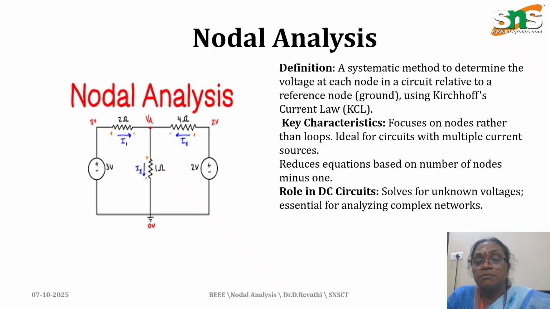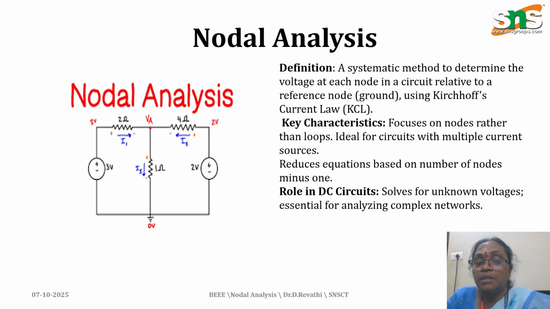See this diagram. There is a point here, and only two elements are joined there, the 3-volt battery and one other element, so we cannot consider it a node. I clearly mentioned that only a point where more than two elements meet is considered a node. Here, at this point, VA, 2 ohm, 4 ohm and 1 ohm meet at a point, so we can consider it a node and give it the name VA. Here also only two elements meet, so we cannot consider it a node.